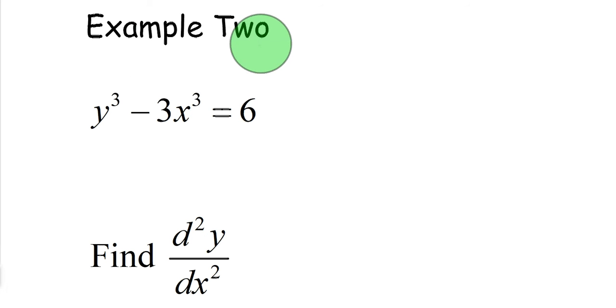For example 2 of higher order derivatives, we have y cubed minus 3x cubed equals 6. Find d squared y dx squared. So find the second derivative. This one's going to be more involved because it's an implicit equation, and so we're going to have to use some implicit differentiation on top of the fact that we have to take the derivative twice. So let's go ahead and get to this.